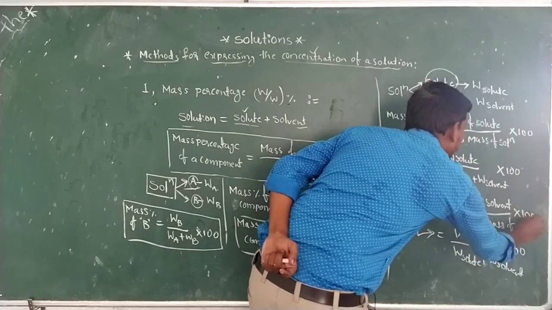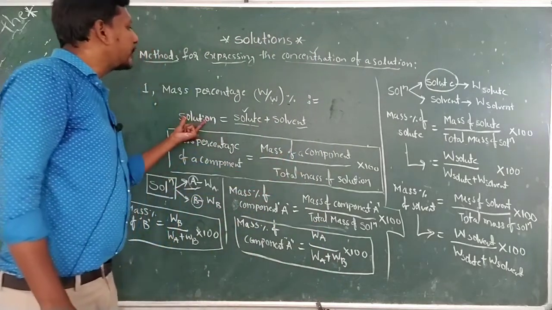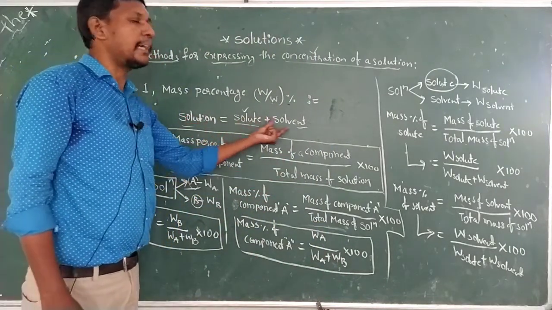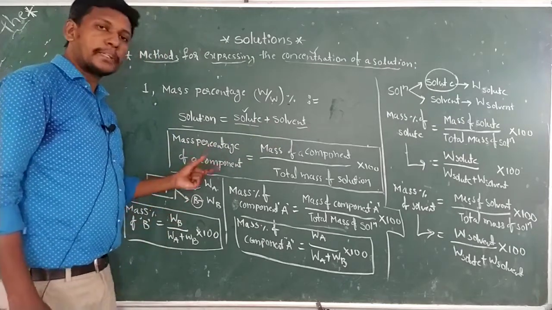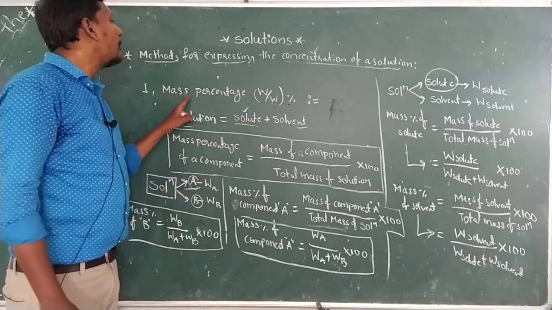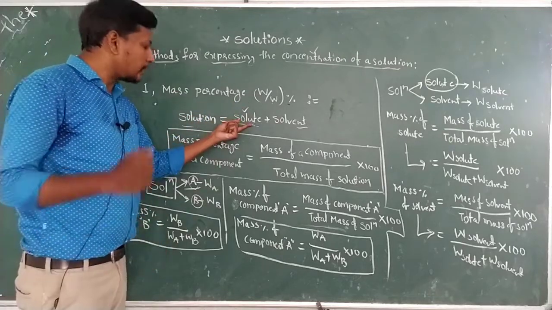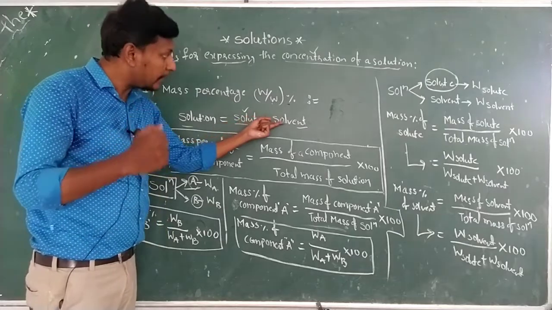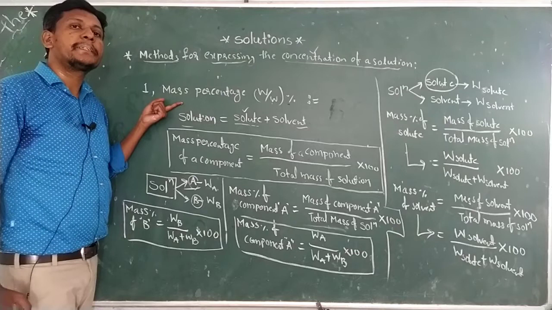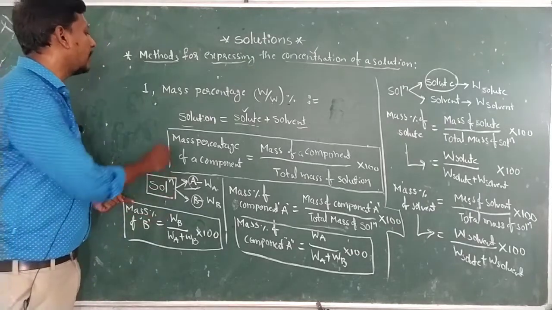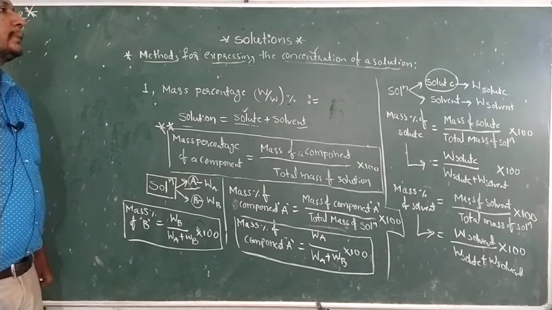This is the calculation for a solution containing the solute and solvent, or any two components, A component and B component. For each component we can calculate the mass percentage, how much percentage of the A component or solute is there, how much percentage of the solvent is there, using the mass percentage formula. This formula is the important one. Note it down.